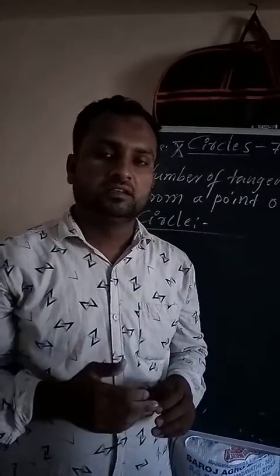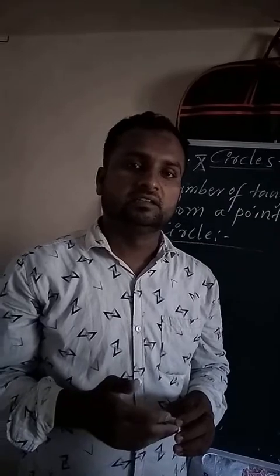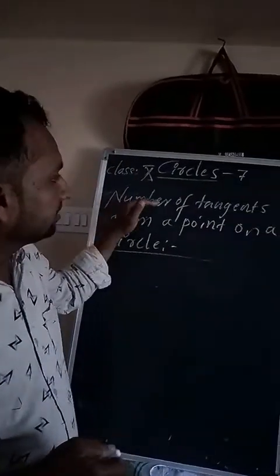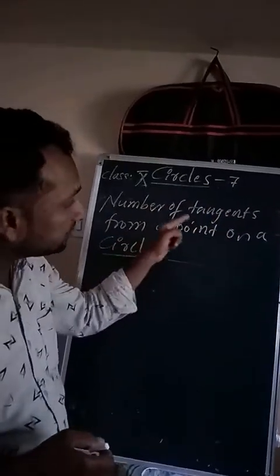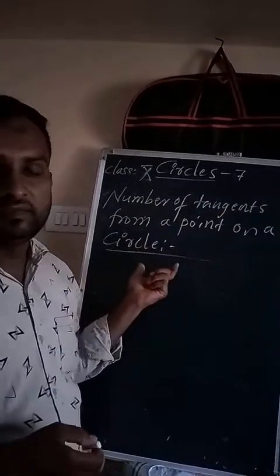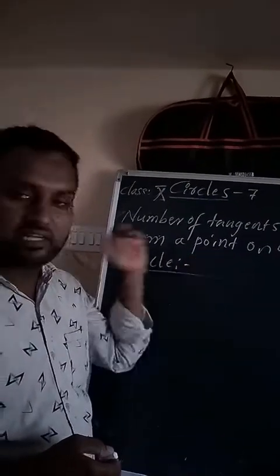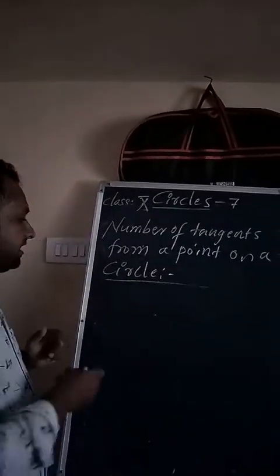What is the tangent, secant and point of contact, etc. Now today we discuss the number of tangents from a point to a circle. How many tangents can we draw to a circle from a given point? Now we'll see the activity here.